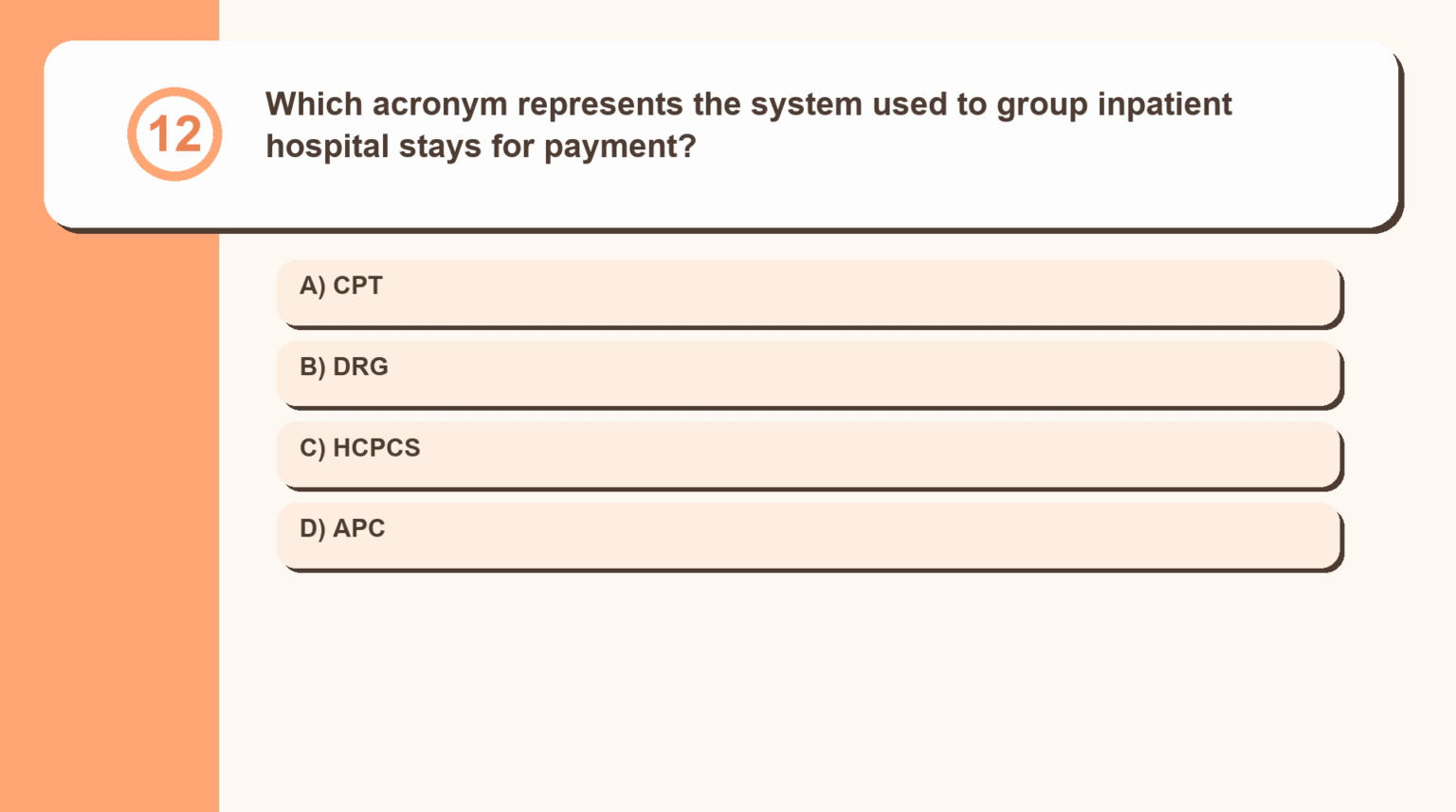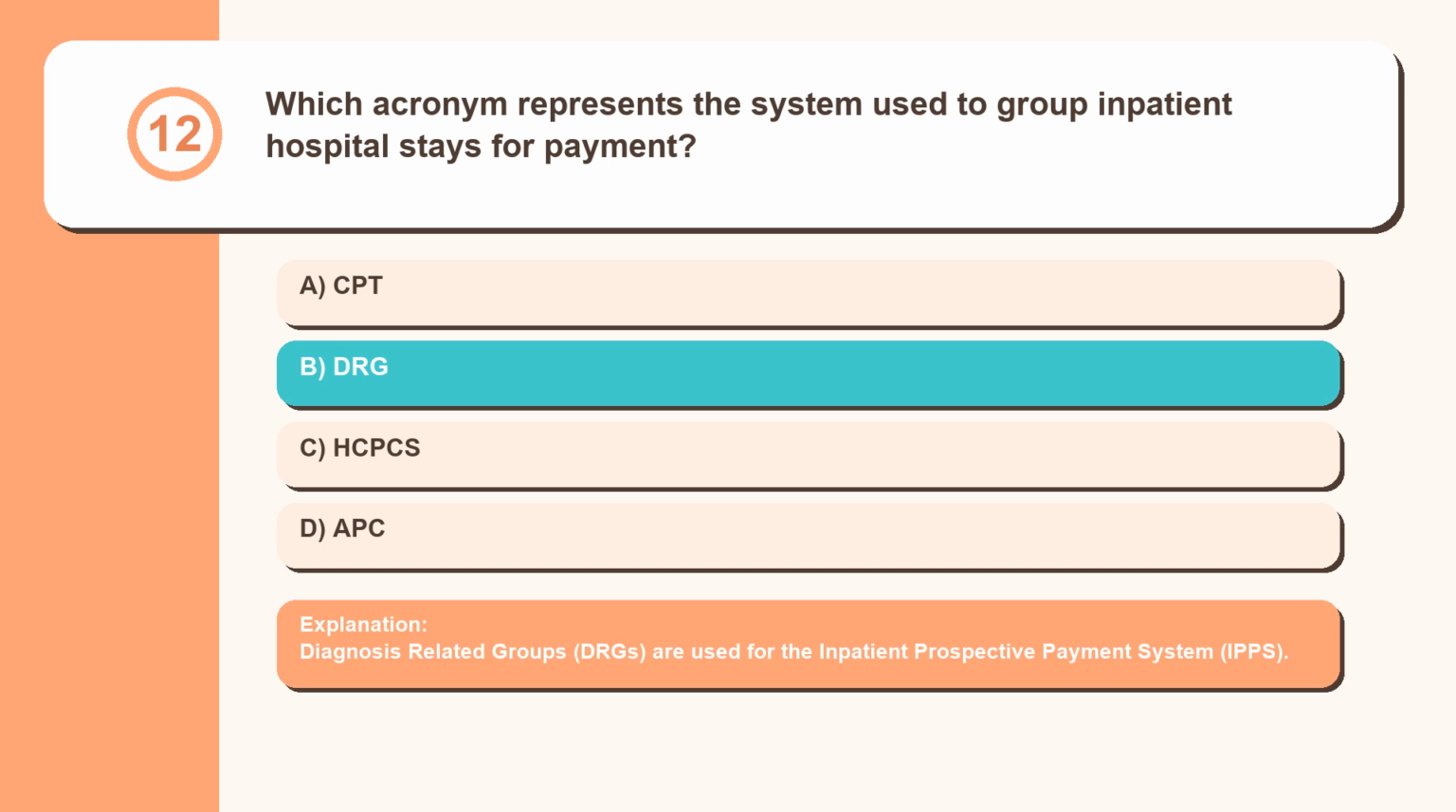Question 12. Which acronym represents the system used to group inpatient hospital stays for payment? CPT, DRG, HCPCS, APC. Diagnosis-related groups, DRGs, are used for the Inpatient Prospective Payment System, IPPS.